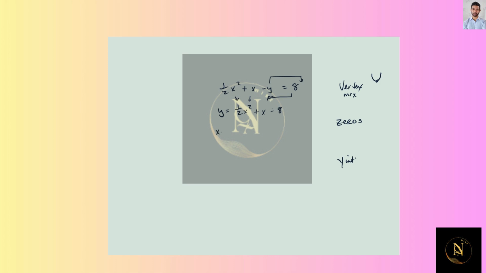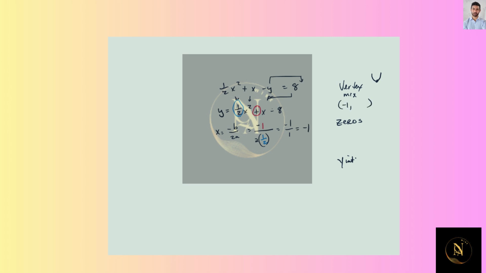Well, let's use our vertex formula, negative b over 2a, where b is going to be the coefficient here on x, so it's going to be 1. My a is going to be the coefficient on my squared term, that's going to be 1/2. So I'm going to say negative 1 over 2 times 1/2, which is negative 1 over 1, which is simply negative 1.